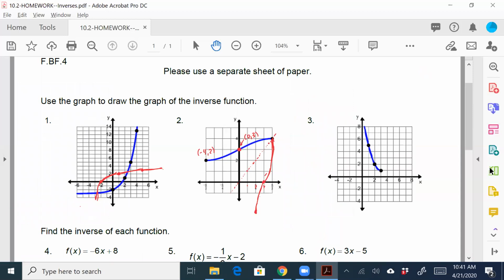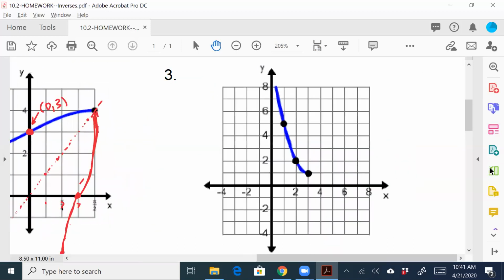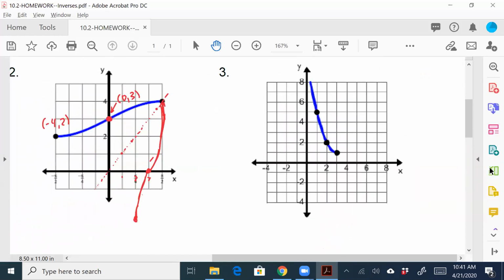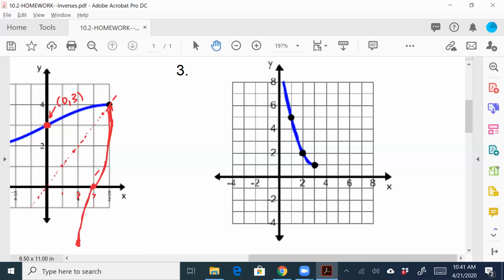It'd probably be easier to see in number 3. You want to do number 3? Yeah, let's do number 3. You tell me what point this is. That is 1, 3. Switch them, 3, 1. Yeah, this is the point 3, 1 because it's 3 in x and 1 in y. Goes over to the right 3, which is x, and up 1, which is y. So this point 3, 1 in the inverse would be 1, 3.